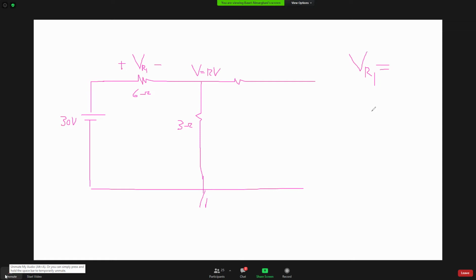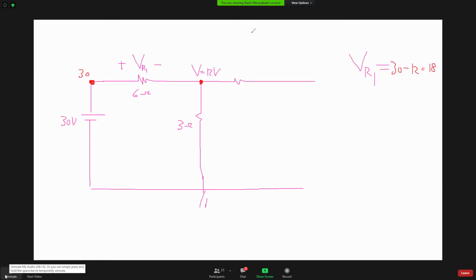What is the voltage VR1? The voltage across the resistor. What is the voltage at this point? 30. Thank you. What is the voltage at this point? 12. So what is the voltage across the resistor? 30 minus 12. Okay, so it is 18 volt.